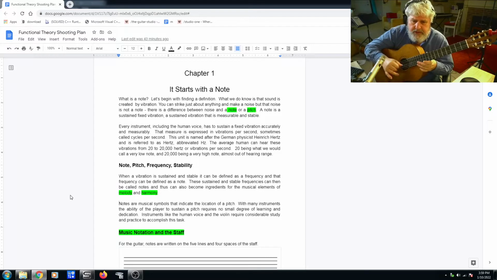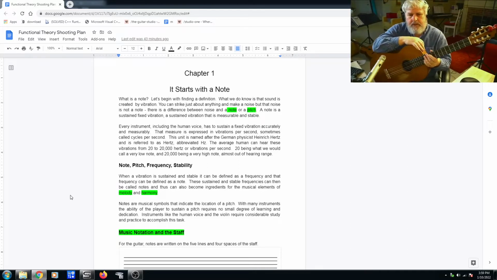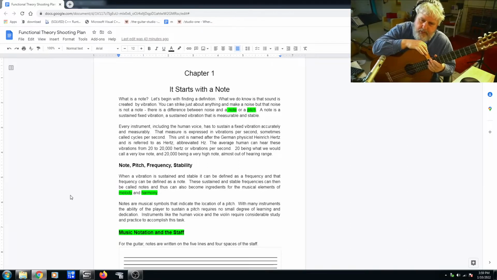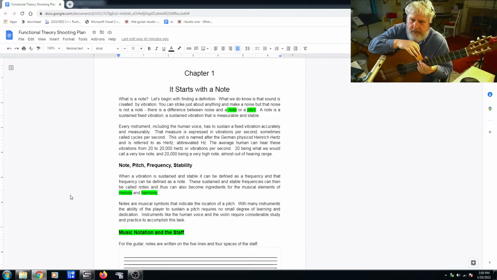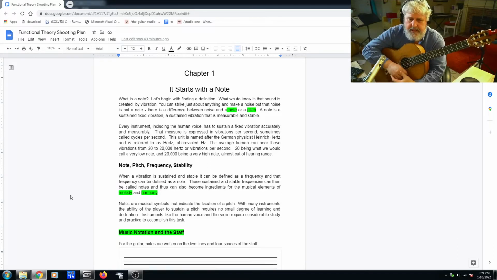So you can strike just about anything and make a noise, but that noise is not a note. There is a difference between a noise and a note, or a pitch. A note is a sustained fixed vibration, a sustained vibration that is measurable and stable. So every instrument, including the human voice, has to sustain a fixed vibration accurately and measurably.